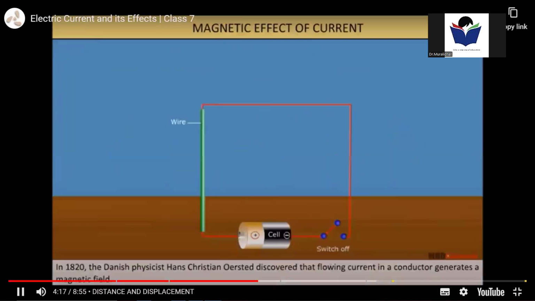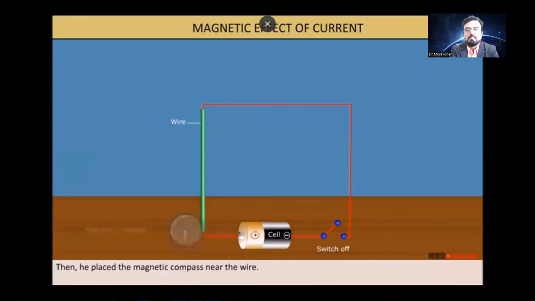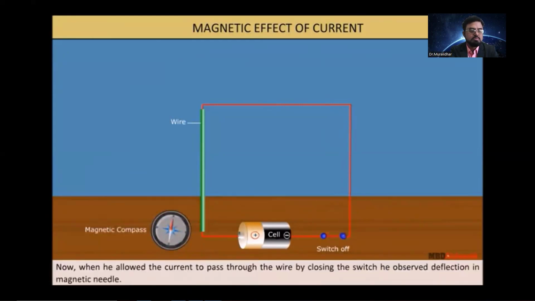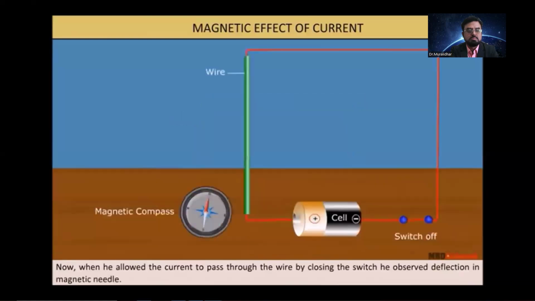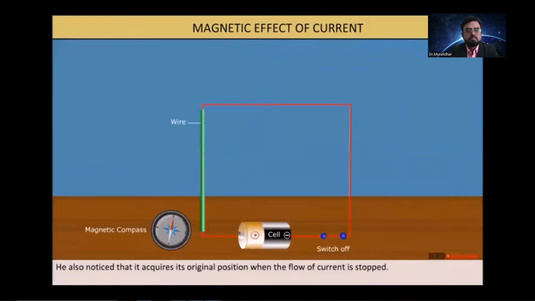In 1820, the Danish physicist Hans Christian Ørsted discovered that flowing current in a conductor generates a magnetic field. Ørsted demonstrated this by connecting the two ends of a wire to a cell through a switch. Then he placed a magnetic compass near the wire. Now when he allowed the current to pass through the wire by closing the switch, he observed deflection in the magnetic needle. He also noticed that it returns to its original position when the flow of current is stopped.